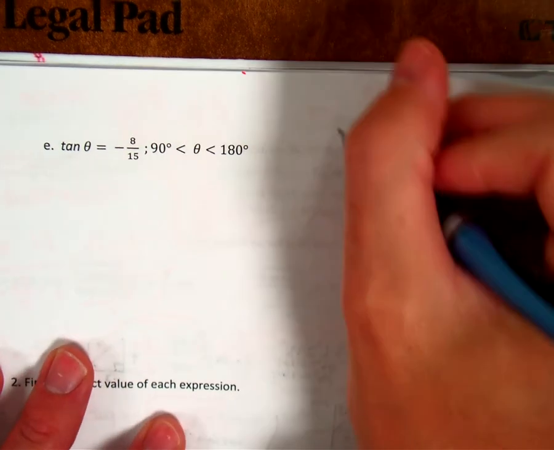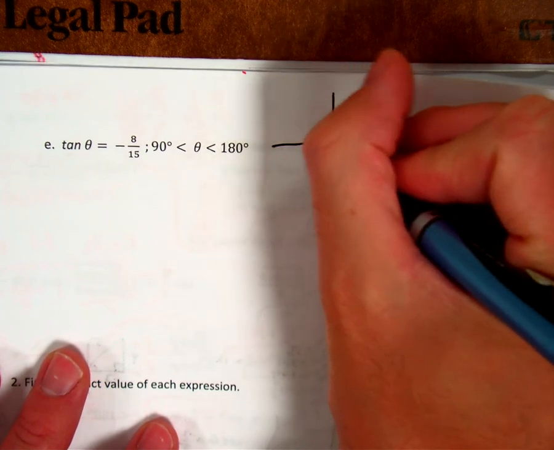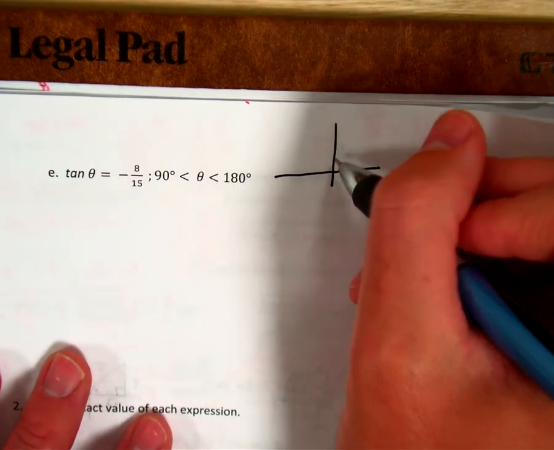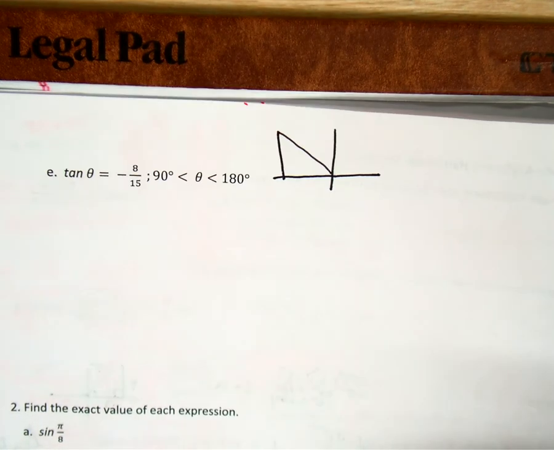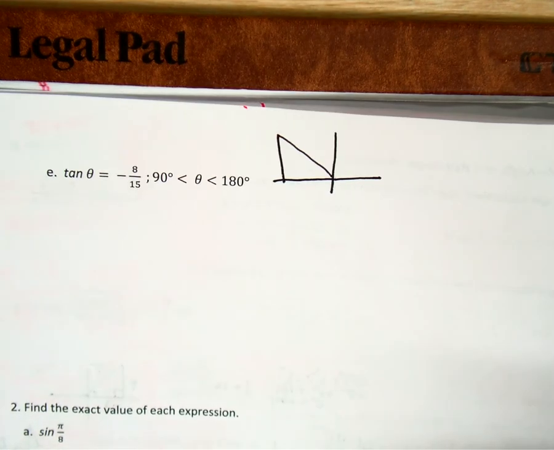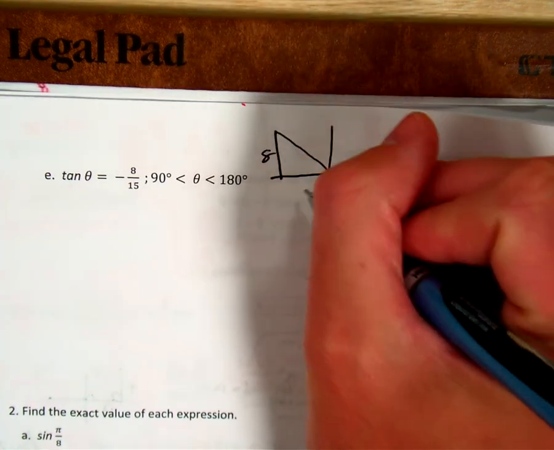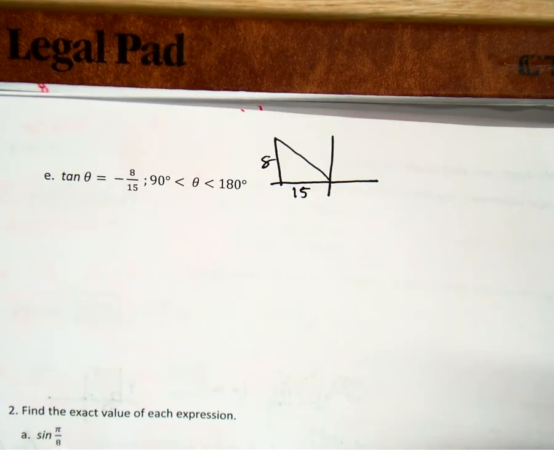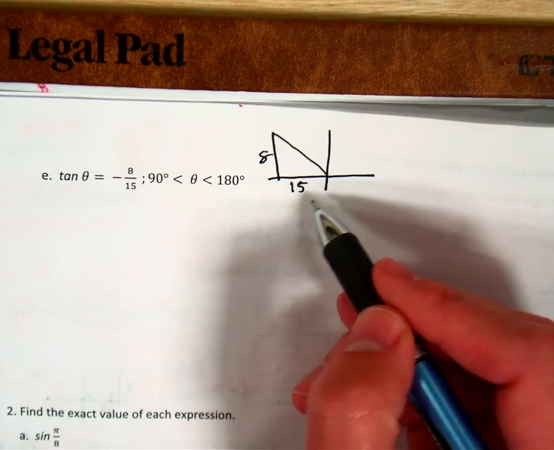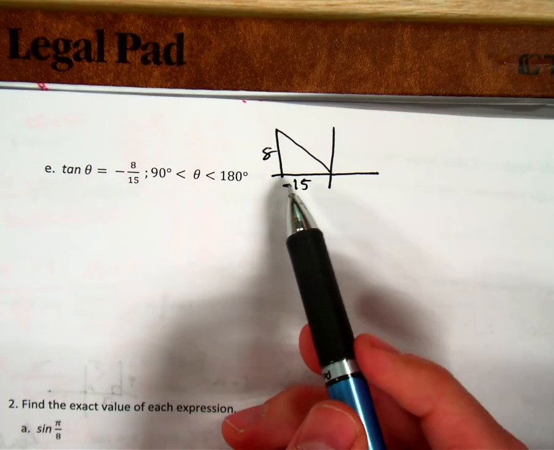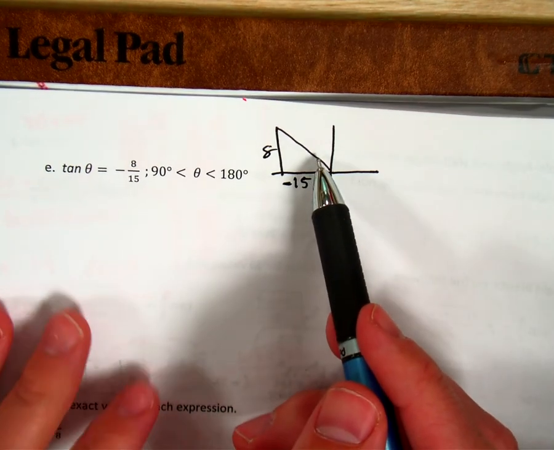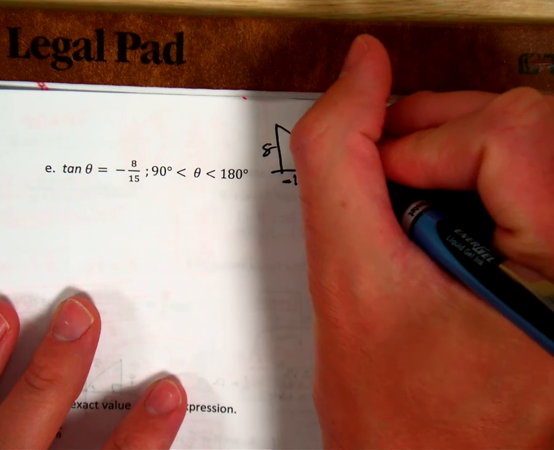All right, so we are 90 to 180, so we're over here in quadrant 2 again. Now tangent equals negative 8/15. Remember what tangent is? Opposite over adjacent. So opposite is 8, adjacent is 15. Which one's negative? The 8 is going up vertically, so that's positive. The 15 is going to the left horizontally, so that's going to be my negative. And now I'm going to do a squared plus b squared equals c squared to figure out that this is 17.